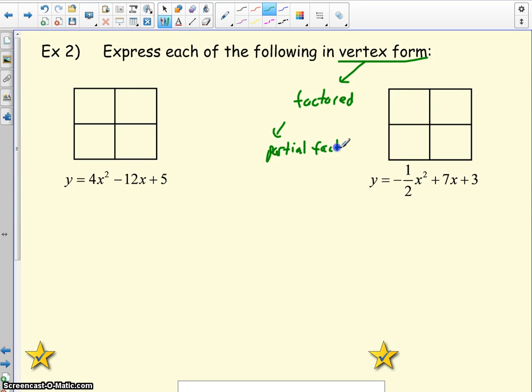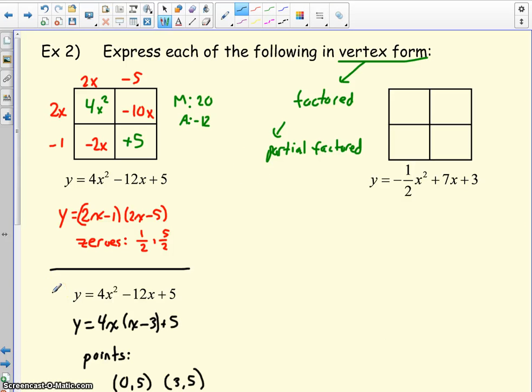Okay, so why don't you try each of these two, at the very least start by putting it into either factored form or partial factored form, and then see if you can go through from there. Again, try putting them into either factored or partial factored form, and check your answers in a sec.